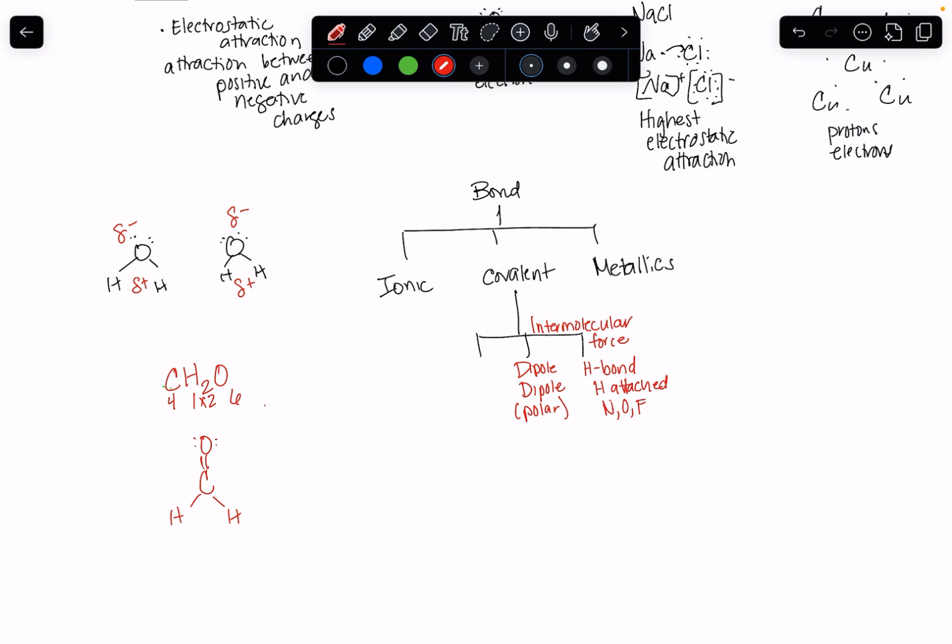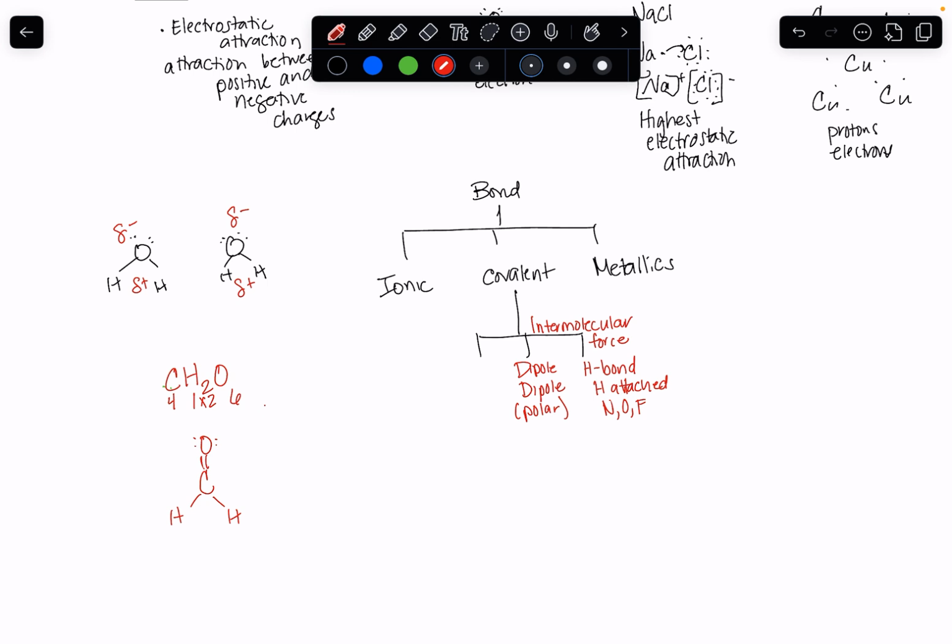And is the hydrogen actually attached to the oxygen? It has to be attached to the oxygen. It's not. The hydrogens are attached to carbon, so therefore this is not a hydrogen bond. This would only be a dipole-dipole. Now, water, for example, can be dipole-dipole and hydrogen bond.